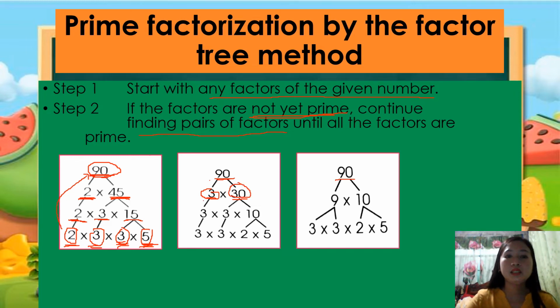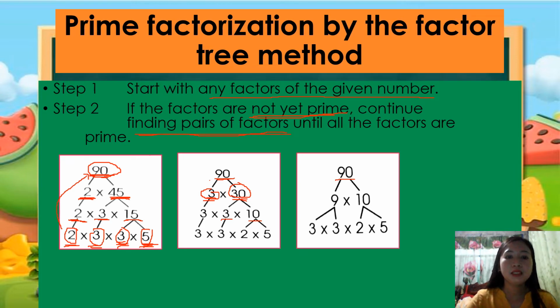Now, digit 3, is it prime or composite? Yes, it is a prime number, while 30 is not yet a prime. So, again, we continue finding pairs of factors. What are the factors of 30? We have here 3 and 10. If you multiply 3 by 10, the product is 30. So now, 3 and 10 are the factors of 30.